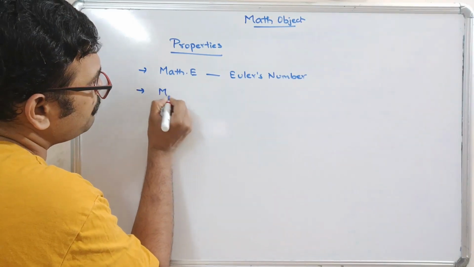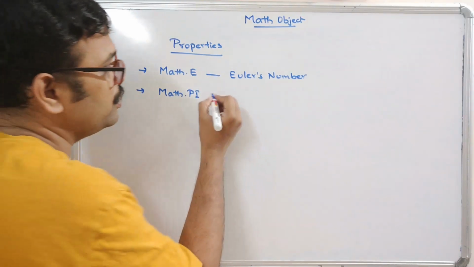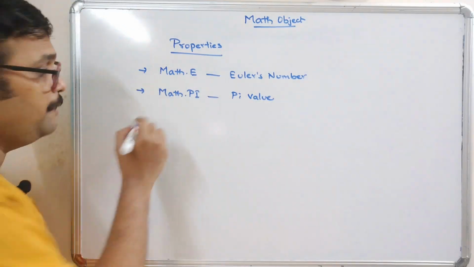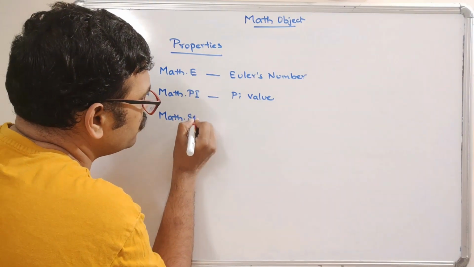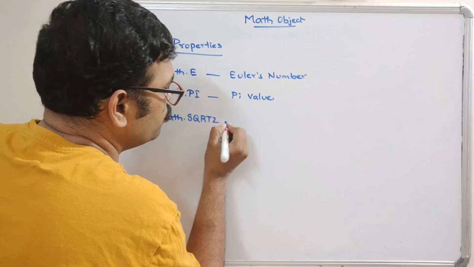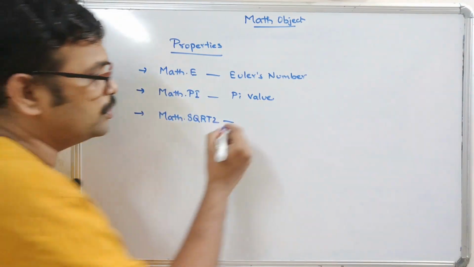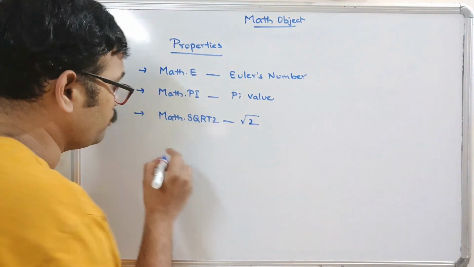The next one is Math.PI. P and I should be capital letters. It will return the value of pi. And the next one, Math.SQRT2. SQRT are in capital letters too, and 2. That implies it will return the result of root 2, the square root of 2.